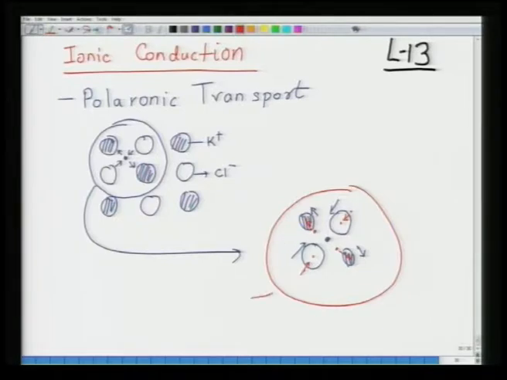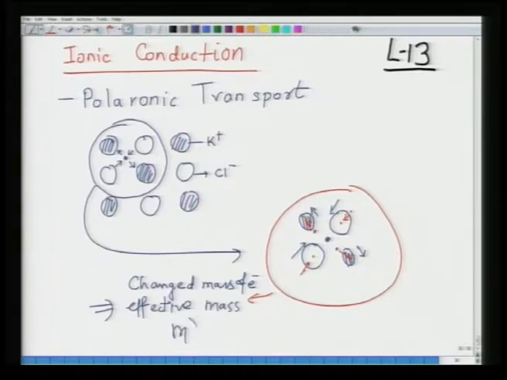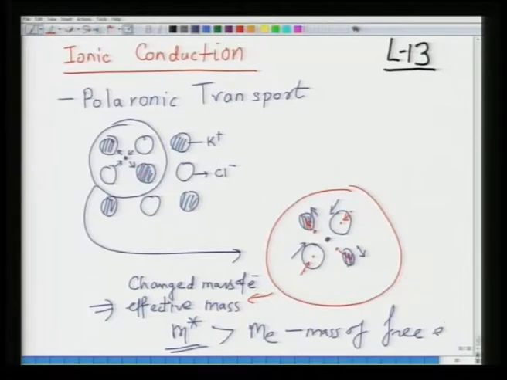Now, this polarization also results in a changed effective mass of the electron, which is called effective mass. It is given as m star. Typically it is larger than the mass of a free electron. So, basically the carriers in the form of polaron have become heavier as compared to free electrons.